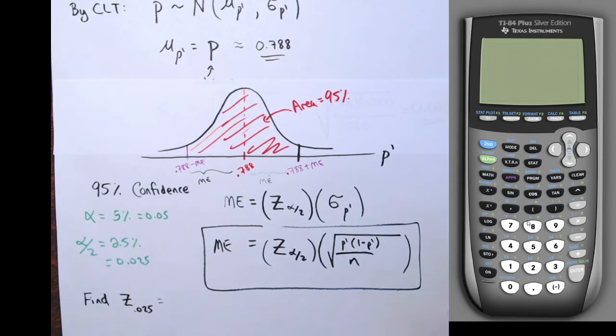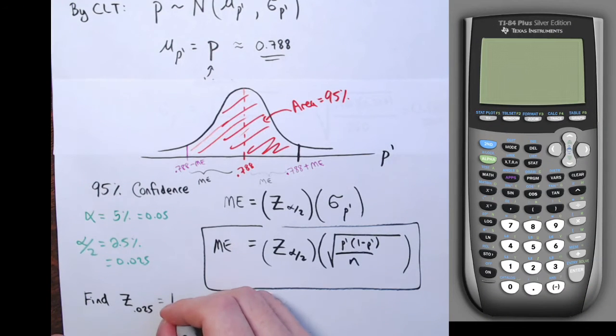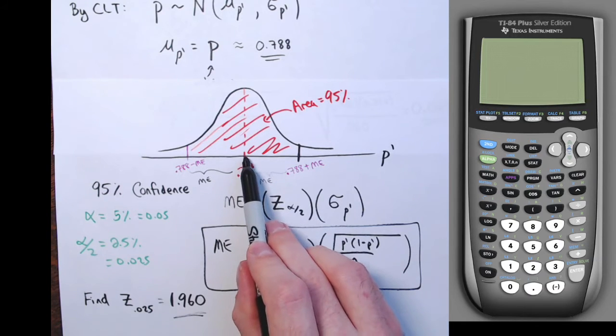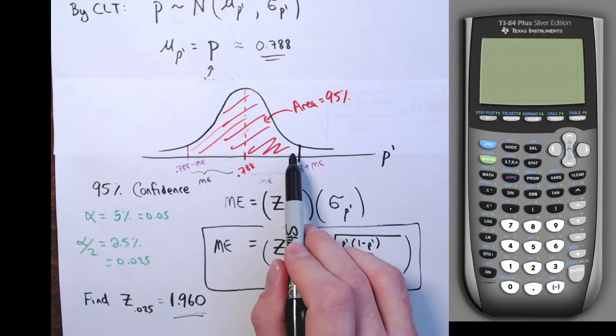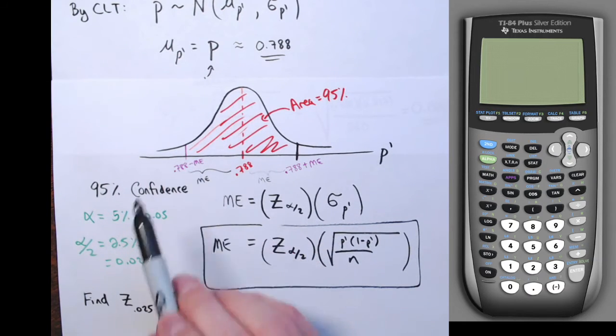Now, you can find this in a couple ways. One is with a chart. Look at the chart they gave us here, and we're looking for the z-score with 2.5% above it, with that subscript of 0.025, and that was this one here with 1.960, or just 1.96. What this means is that the upper value of the interval is 1.96 standard deviations above the mean, and the lower value of the interval is 1.96 standard deviations below the mean.